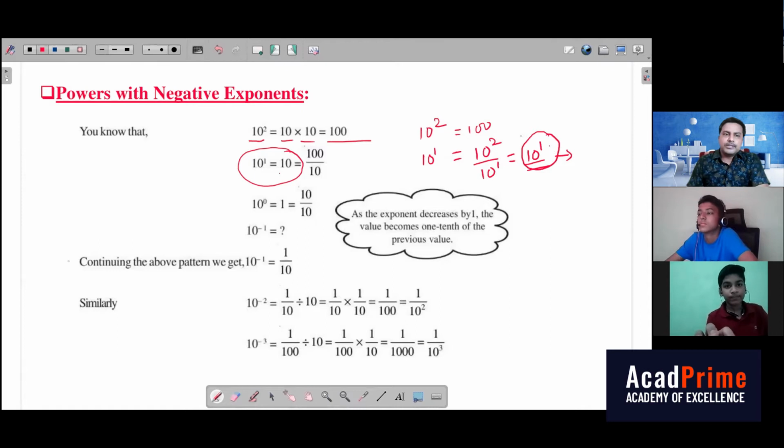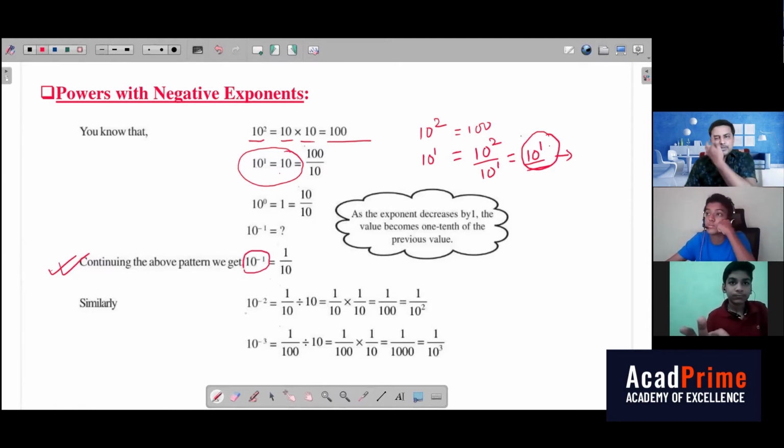So we are continuing that pattern, and we come to a pattern where we get 10 raised to the power minus 1. 10 raised to the power minus 1 means that it should be written as 1 divided by 10. Whenever there is a negative power, we write it as 1 divided by that particular number. Suppose you write 5 raised to the power minus 1, this can be written as 1 upon 5.